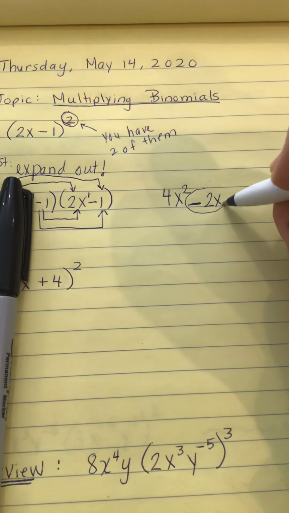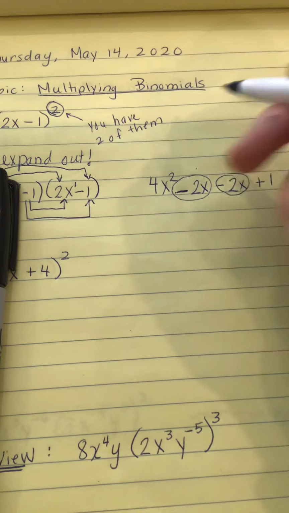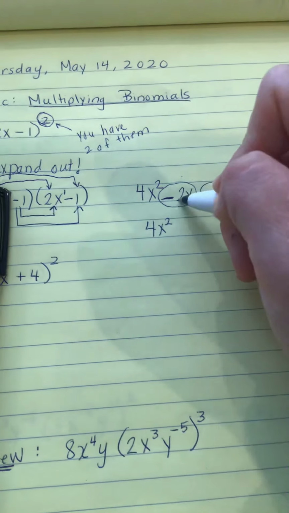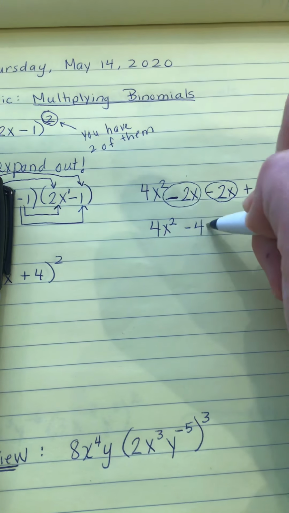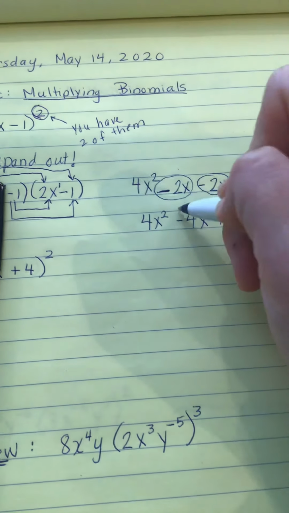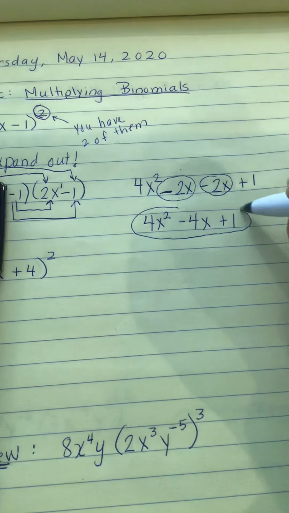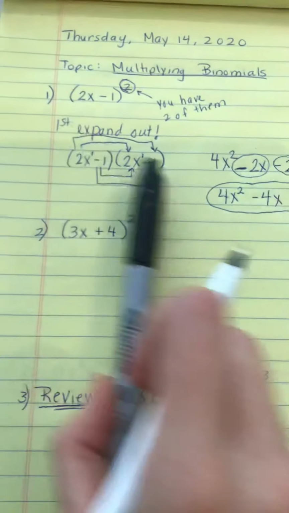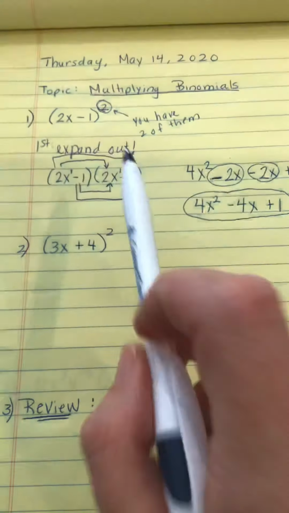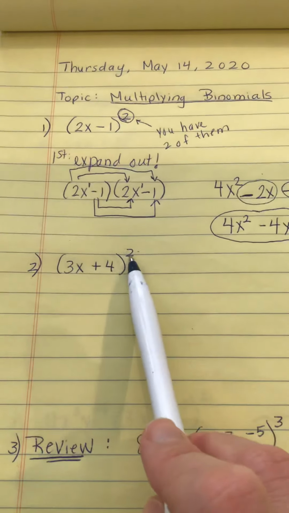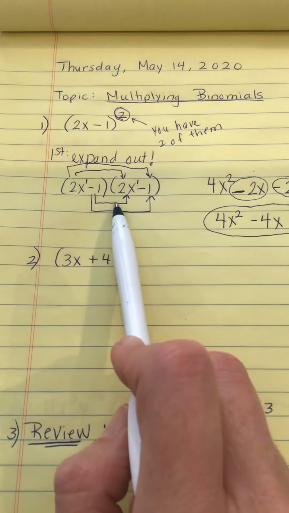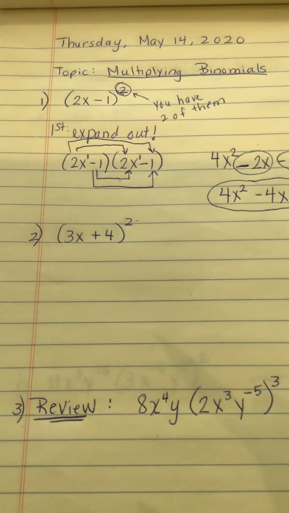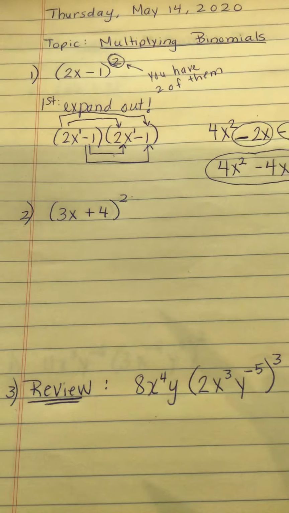The middle terms are like terms. You can't add the 4x squared, remember? That has a square, it's different. Add these two together, you get negative 4x, and then bring down the plus 1, and that is your final answer. It's a trinomial, degree 2. All right, so number 2. You have two of them. That's what that means. First, expand out. So you're going to expand it out first. So pause and do this problem.